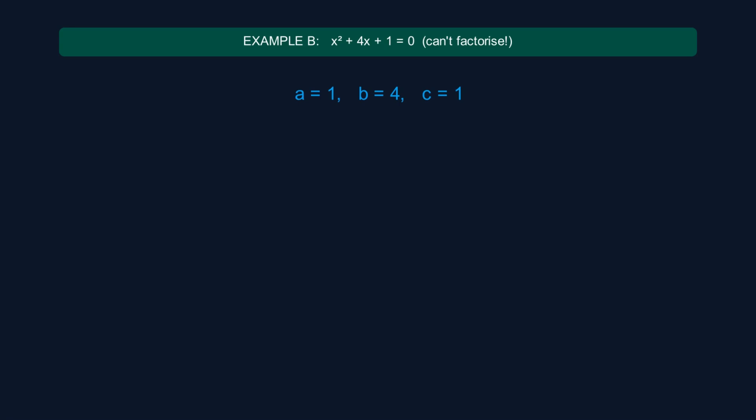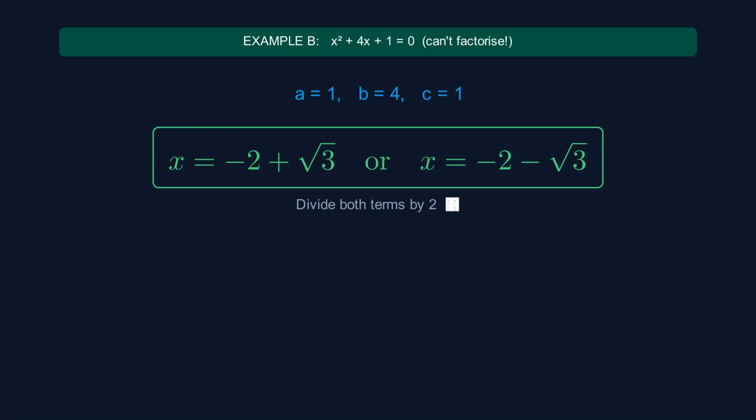the formula. Now let's try one that can't be factorized. X squared plus 4x plus 1 equals 0. A equals 1, b equals 4, and c equals 1. The discriminant, 16 minus 4 equals 12. This gives us irrational numbers. You can't get them by factorizing.